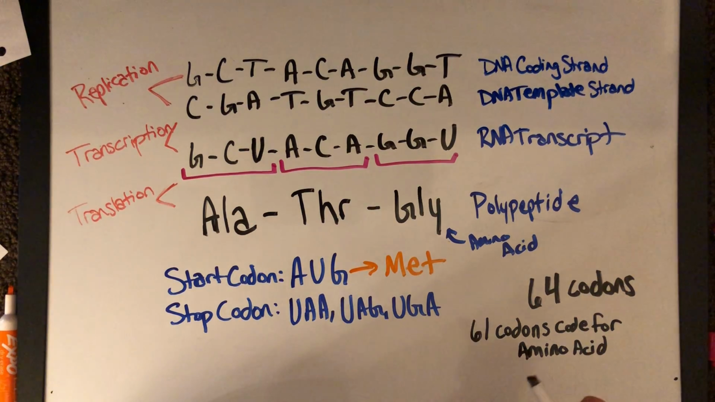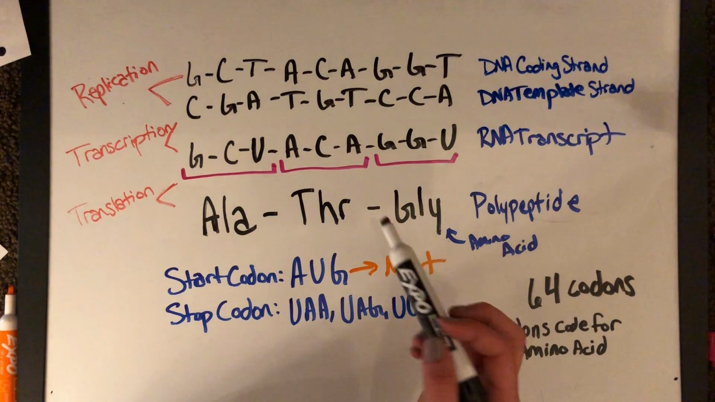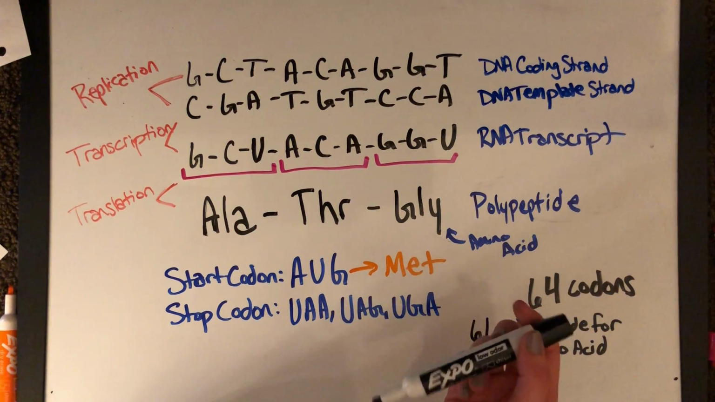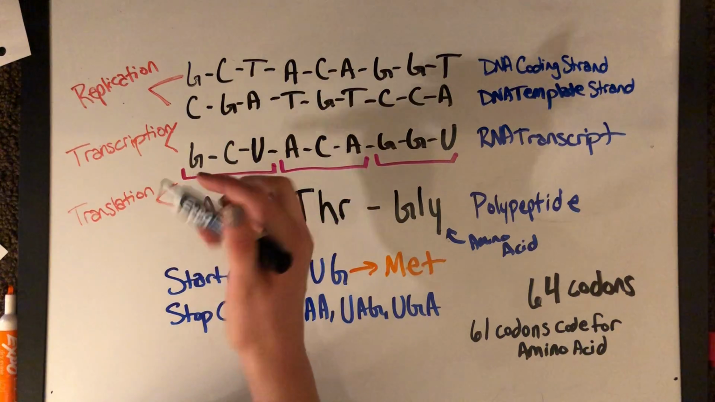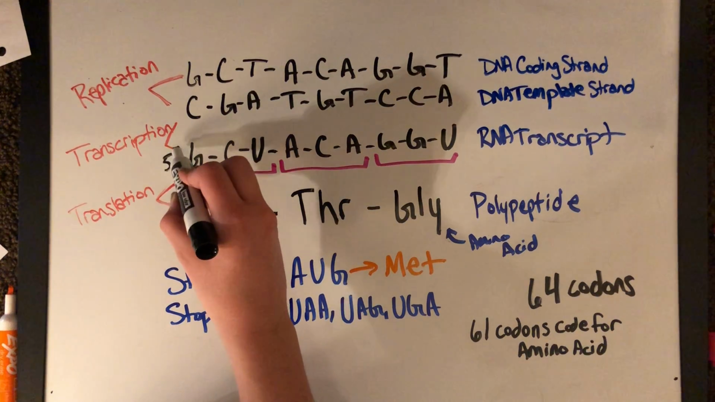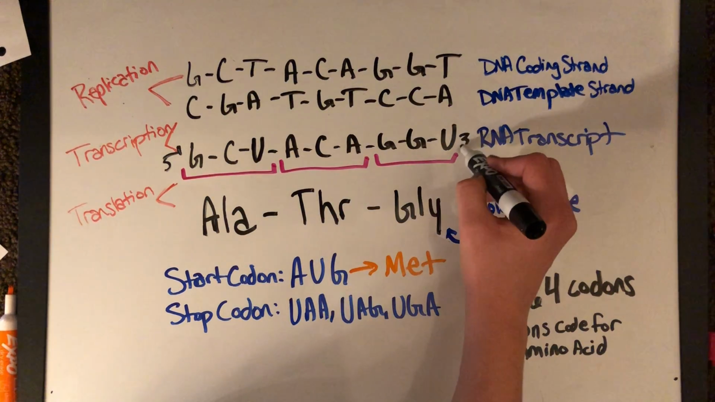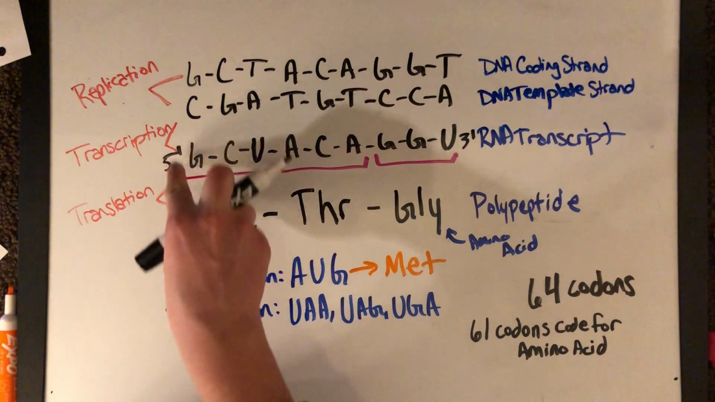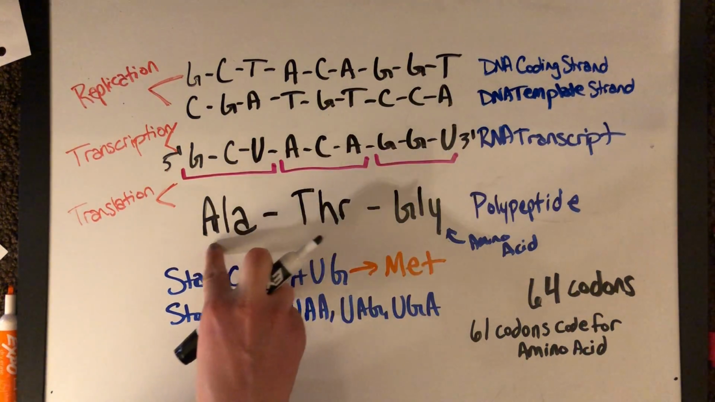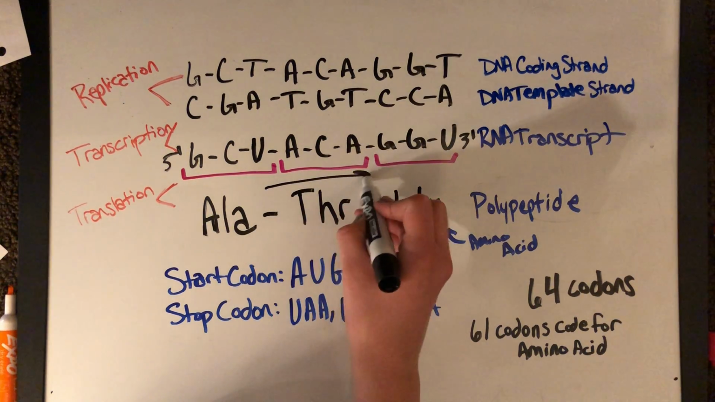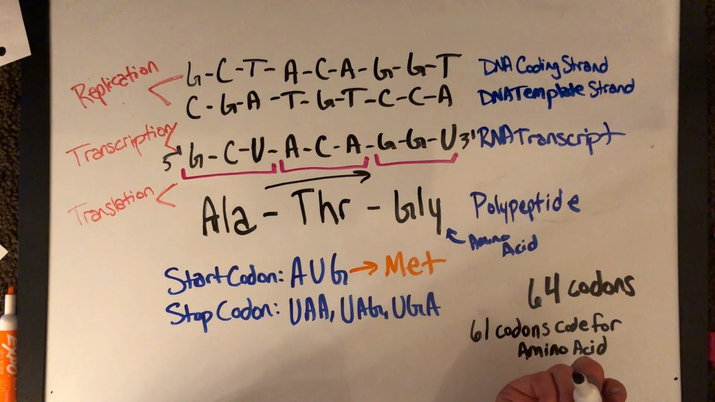Maybe just to reiterate, like we were saying before, we're always going to read in the 5' to 3' direction. To make our codons, this would be the 5' direction, and this would be the 3' direction of this RNA transcript here. We're always reading in that direction to make our codons. 5' to 3' direction.